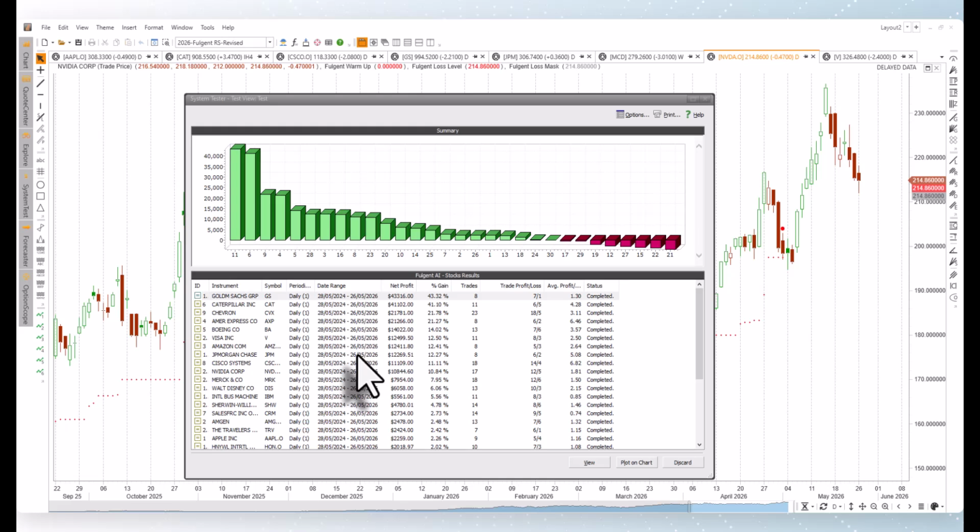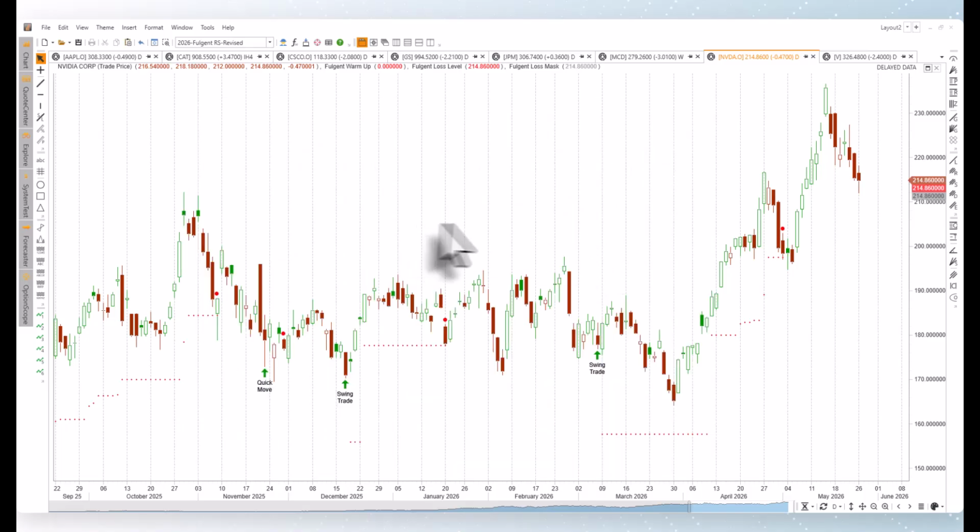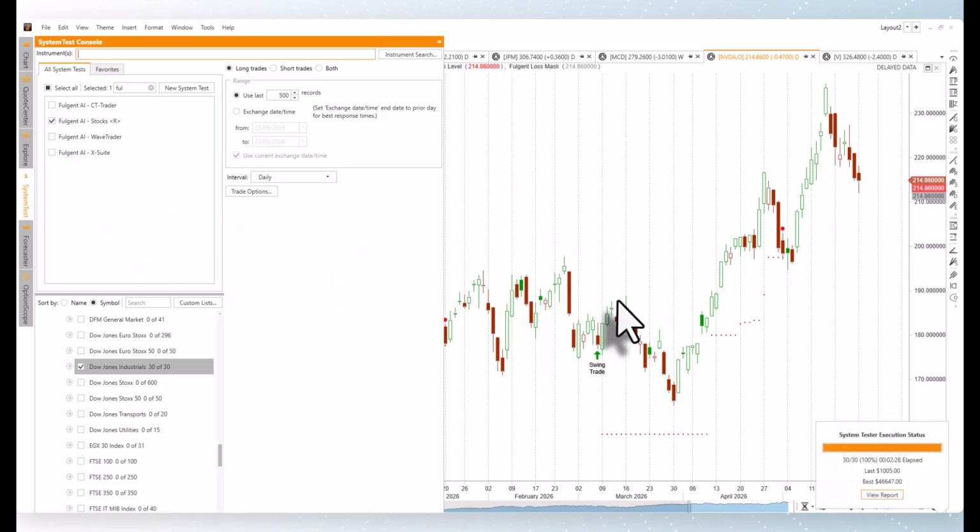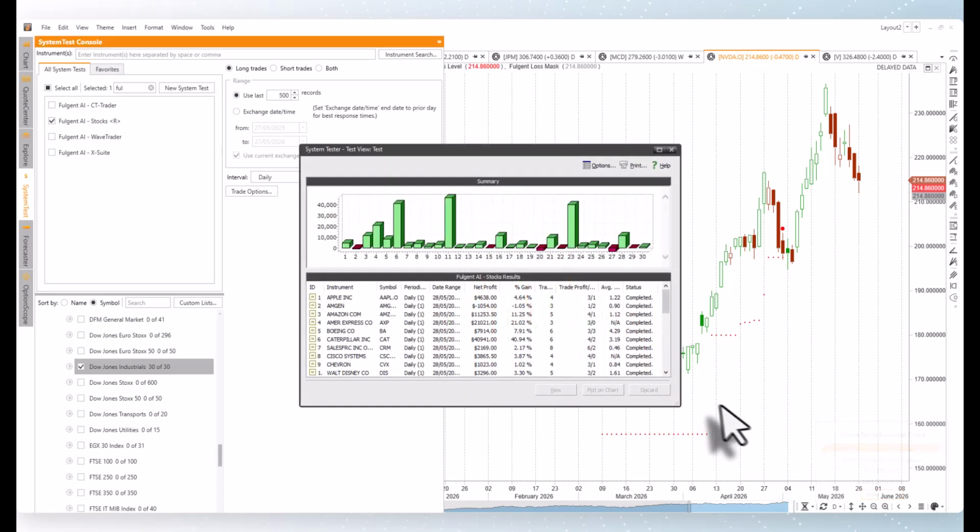Back to looking at the system test on the Fulgent and MetaStock platform. So far, good set of results. Do expect some losses because obviously the AI has about 60 to 70% accuracy, so you can expect some of the trades not working out. I've redone the system test by looking at only the swing trades and the major market reversal strategy. That doesn't happen as often as the volatility and quick move one. Let's see the results there.